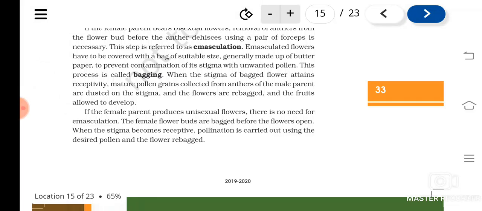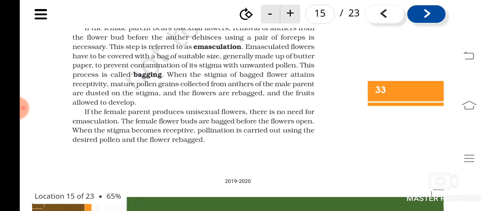If anyone is doing artificial hybridization, it will be done in this way only. And if the female parent is producing unisexual flowers, then what will be the change? There is no need of emasculation. The flowers will be bagged before the flower opens. Notice this also, because it can be asked: if the flowers are unisexual, how can artificial hybridization be done?